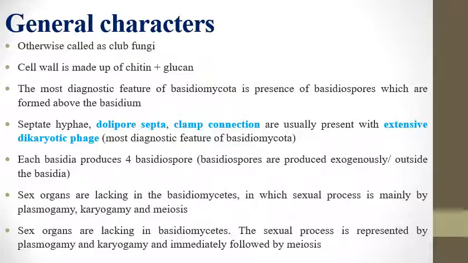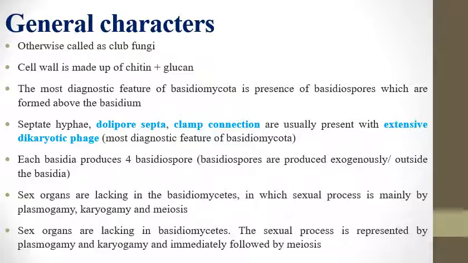Whereas Ascomycota produces 8 ascospores, in Basidiomycota each basidium produces 4 basidiospores. That is one of the diagnostic features of Basidiomycota. The basidiospores are produced exogenously, which means outside the basidia. In Ascomycota, ascospores are produced endogenously, which means inside. So every Basidiomycota produces 4 basidiospores exogenously.